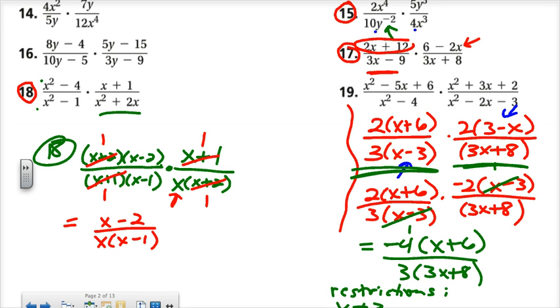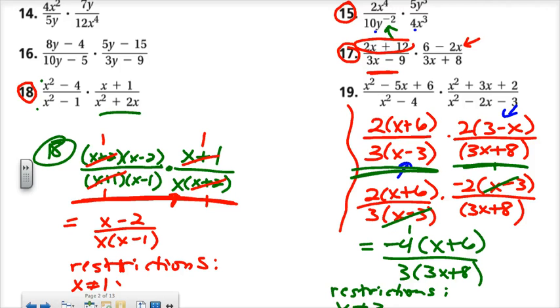And x minus 1. And then we need to talk restrictions. Go back to the first factoring that we did right here. And anything that would make that denominator equal to 0 is out. So x cannot equal 1, x cannot equal negative 1, x cannot equal 0, and x cannot equal negative 2. All four of those would give us a 0 in our denominator and make us divide by 0, which we know we cannot do.